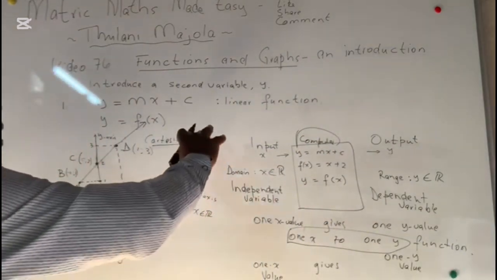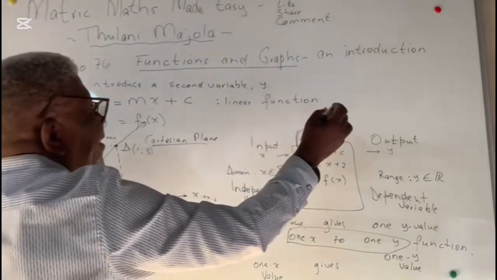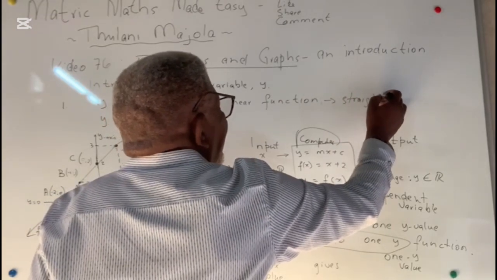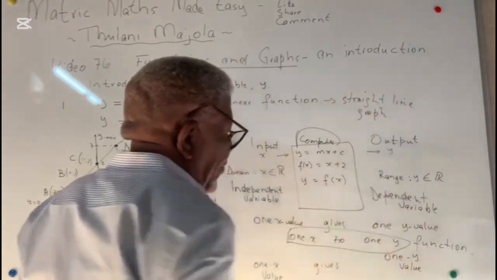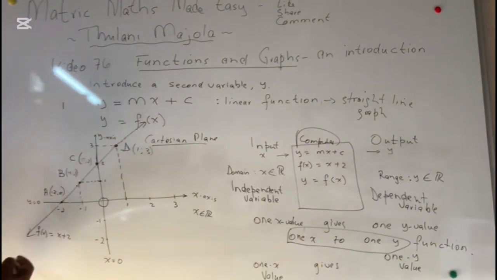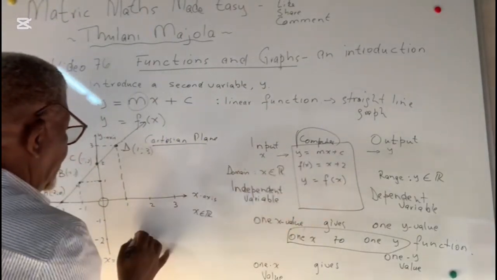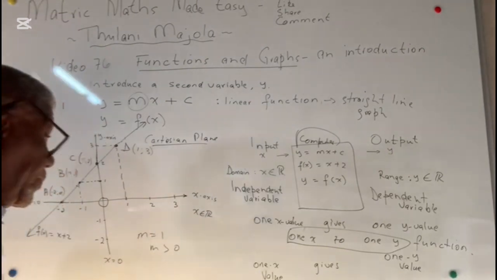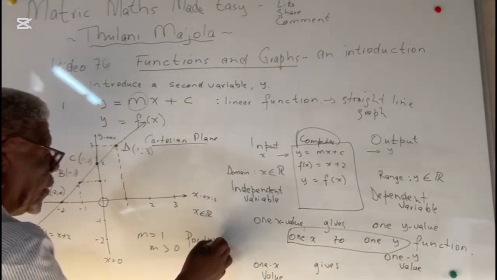It's valid for a linear function. And this is called a straight line. So a linear function gives you a straight line graph. So math is beautiful, yeah. This straight line graph has a positive gradient, positive m, because m equals 1. So here m is equal to 1, so m is greater than 0. And it's called a positive gradient.